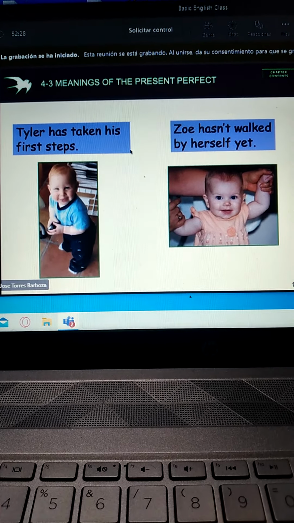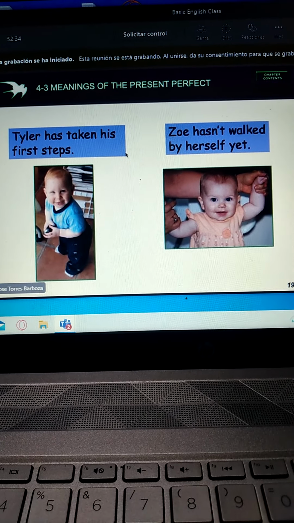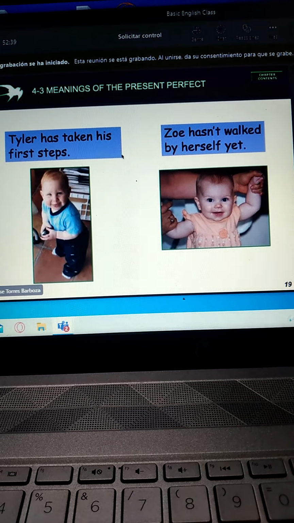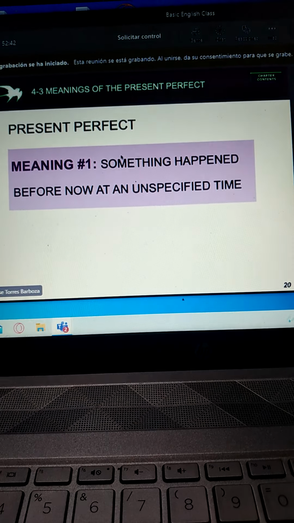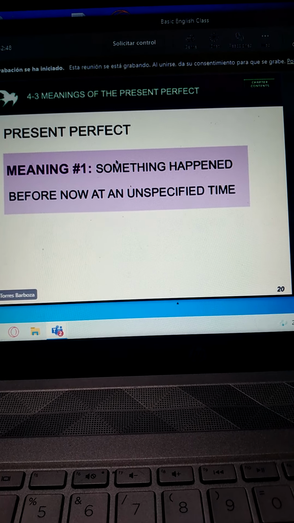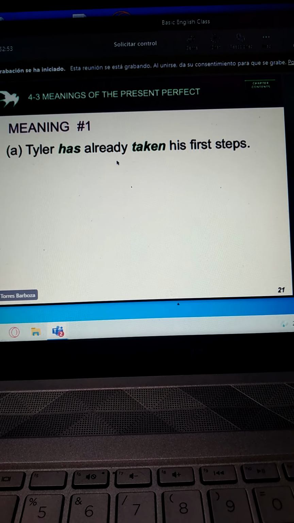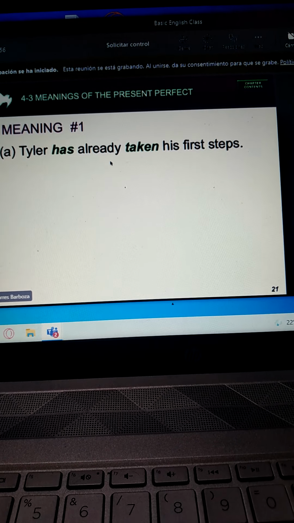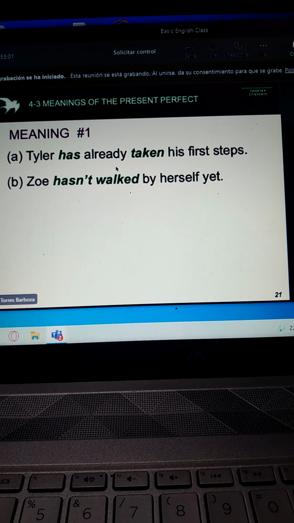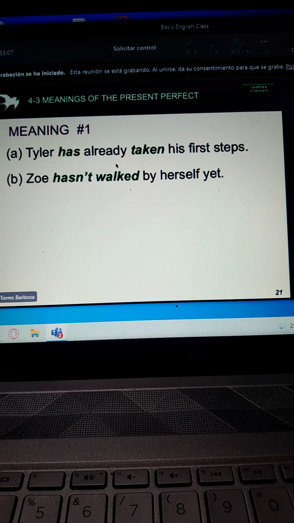Here we have the meanings of the present perfect. Tyler has taken his first steps, and Sue hasn't walked by herself yet. Meaning one: something happened before now at an unspecified time. Tyler has already taken his first steps. Sue hasn't walked by herself yet, so she hasn't done that before. So it's not yet.